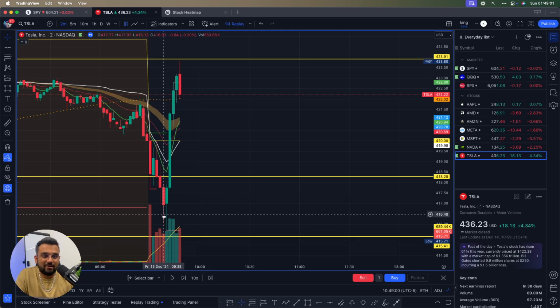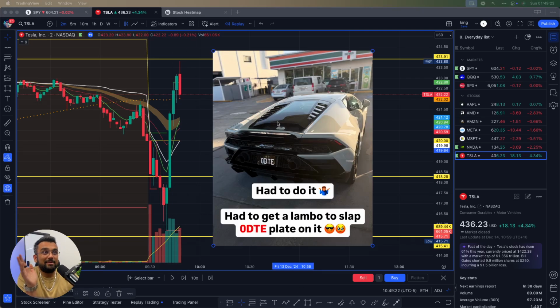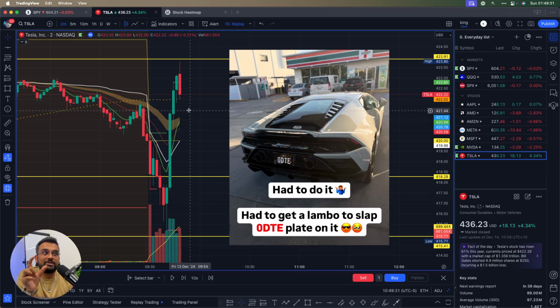Now, here's the thing though. I am a 0 DTE king. I just got a Lambo and I put a 0 DTE plate on it. And the only reason I did that is because I really, really love trading 0 days to expiration contracts, and I know how to trade 0 DTE contracts.